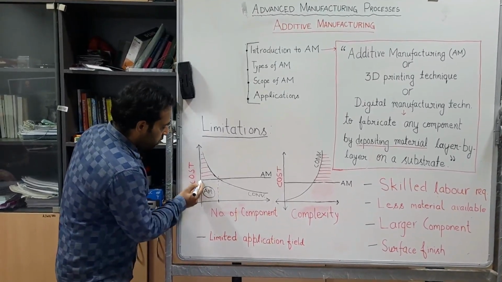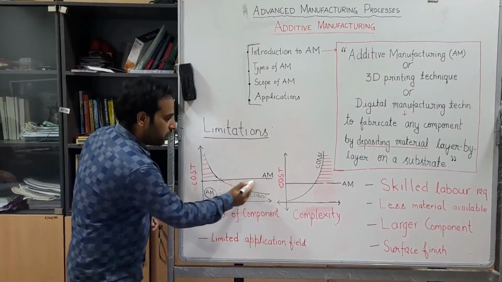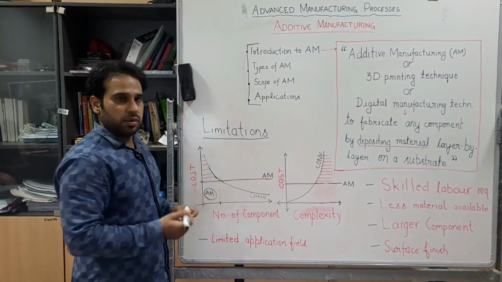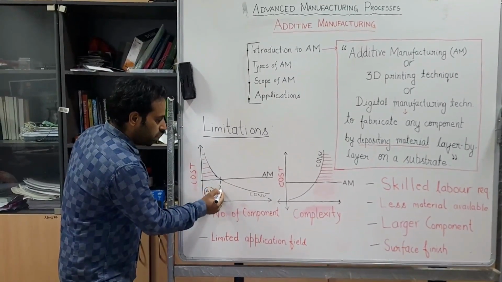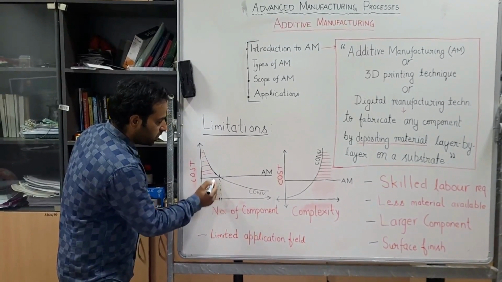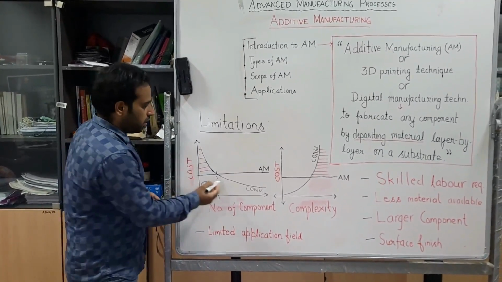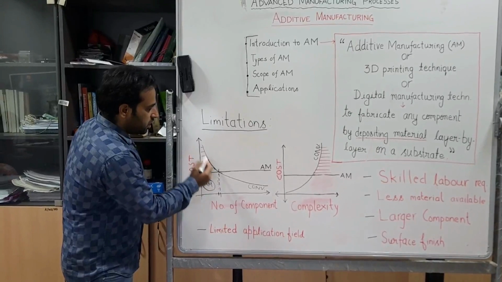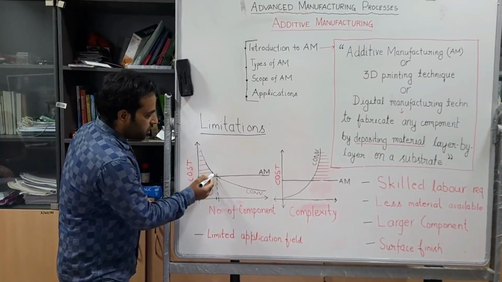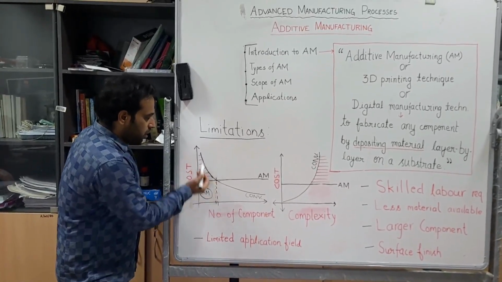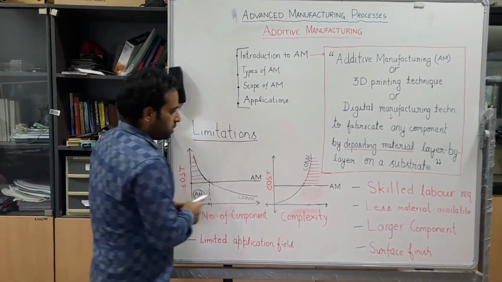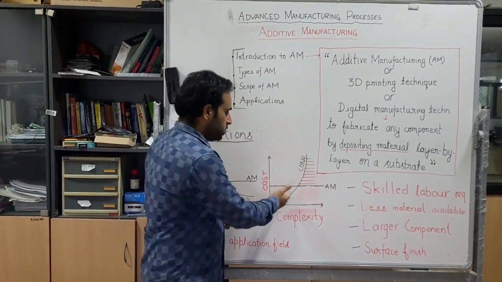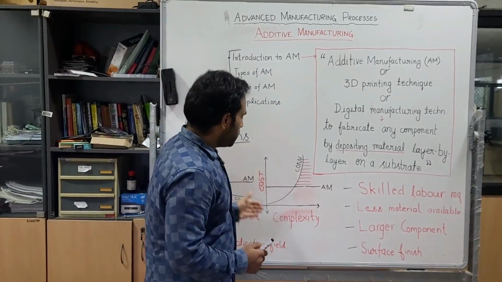Additive manufacturing, as you can see from the curve, always has a constant production cost. If the number of components is below this particular point, additive manufacturing is more economical, as we can see compared to the conventional line. If the number of components is large, the cost increases, so it is not economical. Similarly, if we focus on the second graph, we can see cost versus complexity.